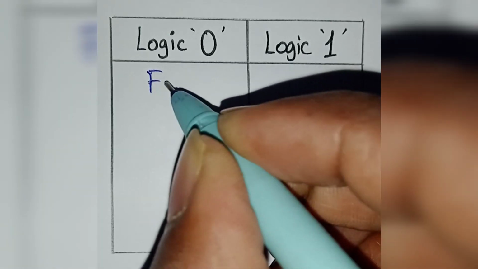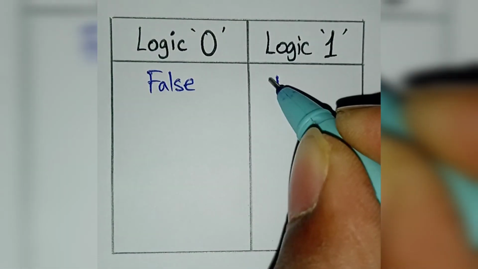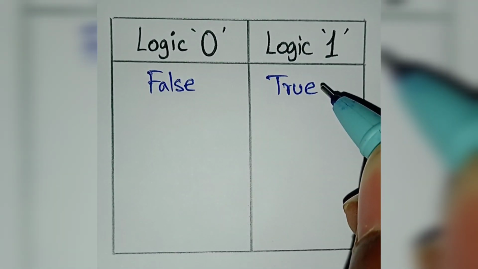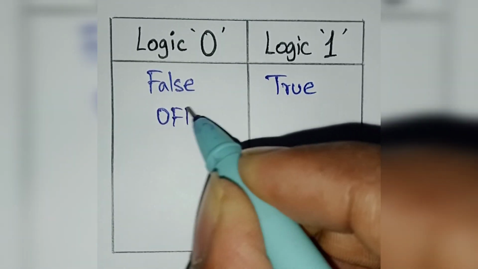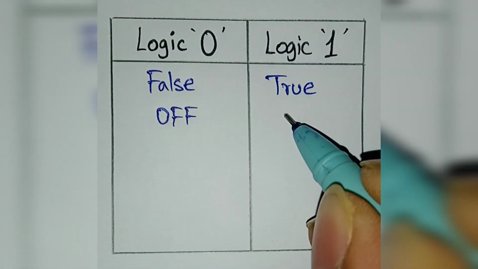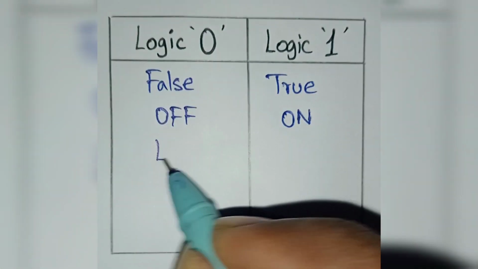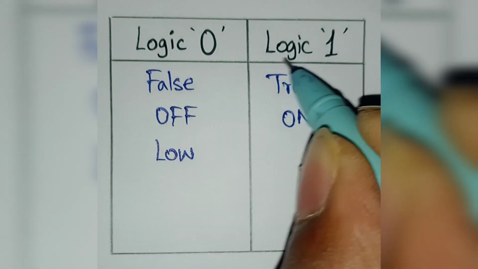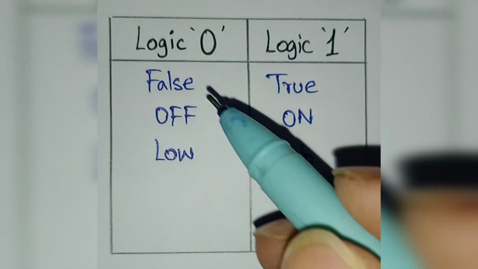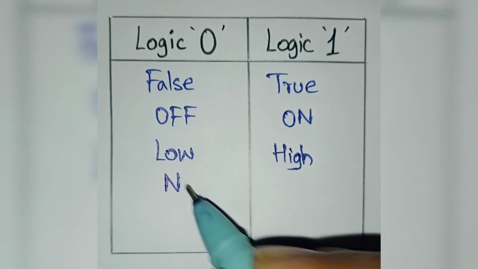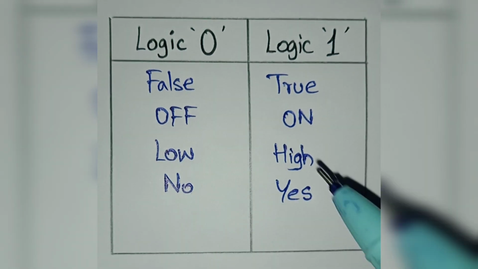Logic 0 can be represented as false or false condition, and logic 1 can be represented as true or true condition. Logic 0 can also be represented as off condition, and logic 1 as on condition. Logic 0 can be represented as low in some conditions, and logic 1 as high. Logic 0 can be represented as no, and logic 1 represents yes.